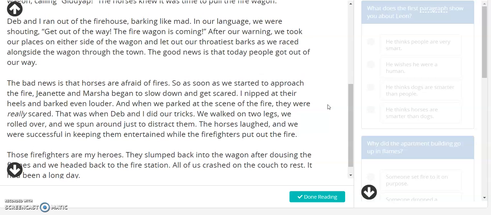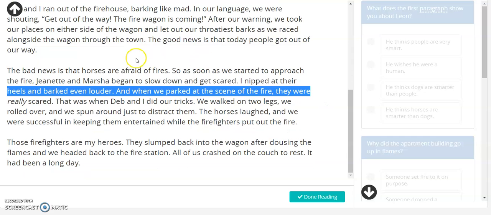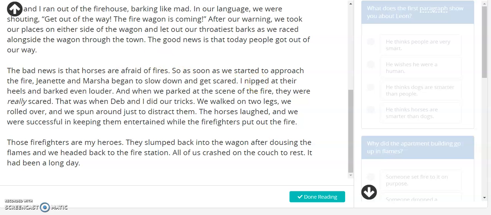Deb and I ran out of the firehouse, barking like mad. In our language, we were shouting, "Get out of the way! The fire wagon is coming!" After our warning, we took our places on either side of the wagon and let out our throatiest barks as we raced alongside the wagon through the town. The good news is that today people got out of the way. But the bad news is that the horses are afraid of fires. So as soon as we started to approach the fire, Janet and Marcia began to slow down and get scared. I nipped at their heels and barked even louder. And when we parked at the scene of the fire, they were really scared.